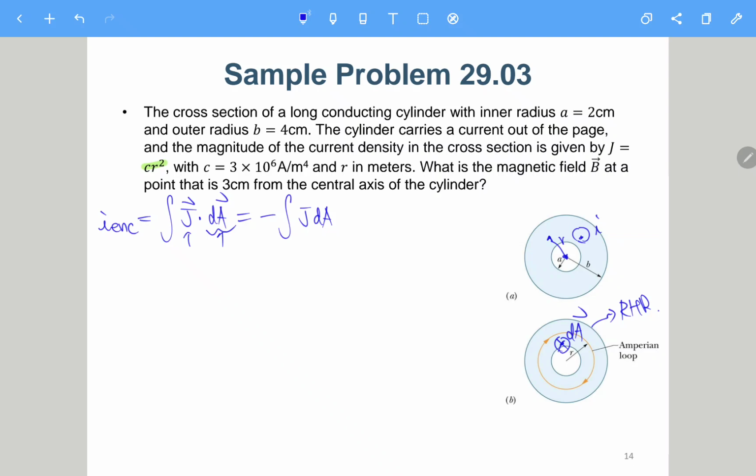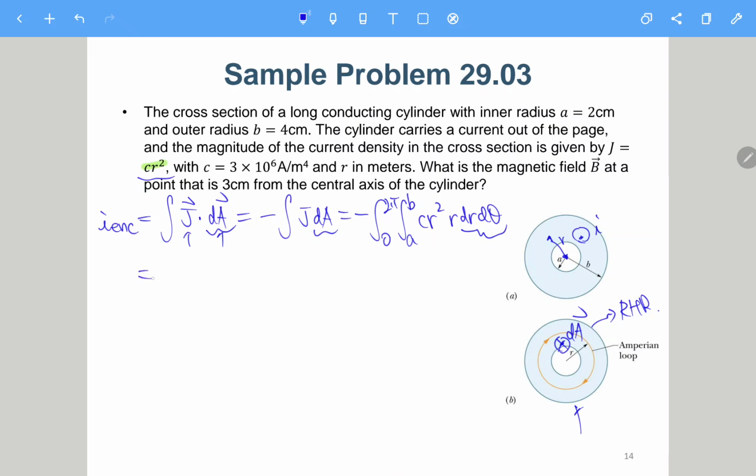Then we can just put in this expression: equals negative integration of C r squared, and then dA for this polar coordinate will be r dr d theta. Hope you still remember. For dr it is from small a to small b, and for theta it is from 0 to 2 pi. I think this is pretty trivial. I think we have done this before.